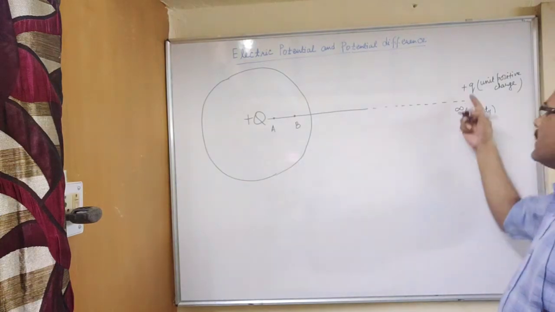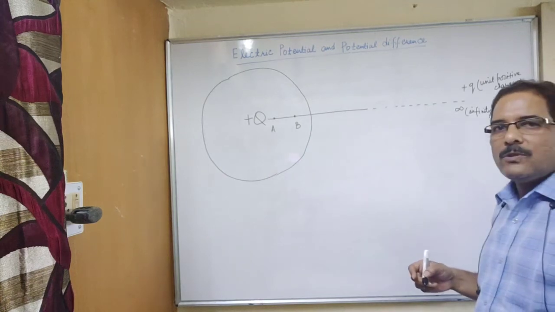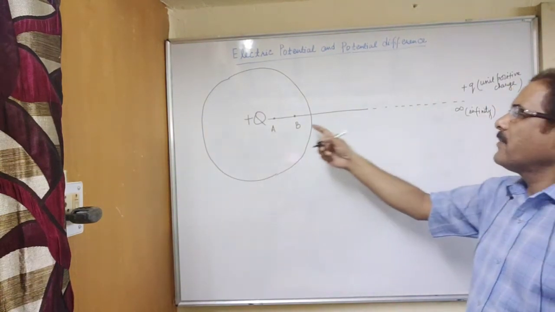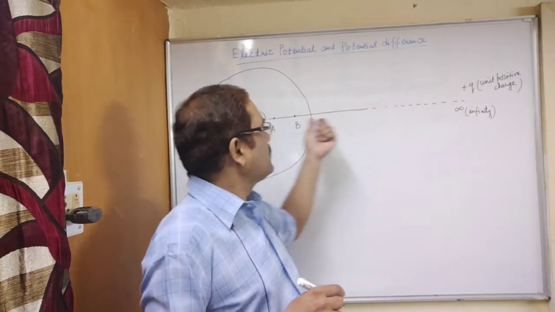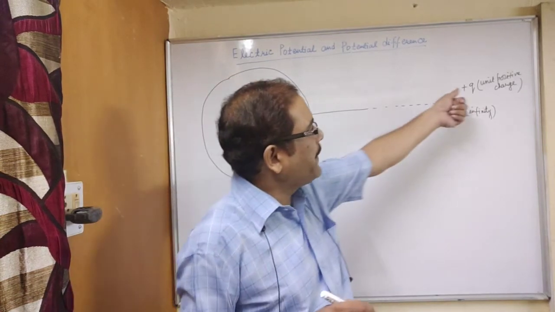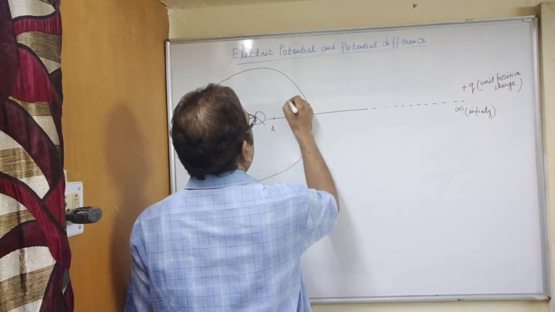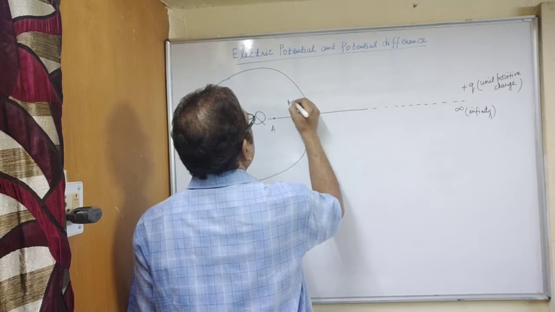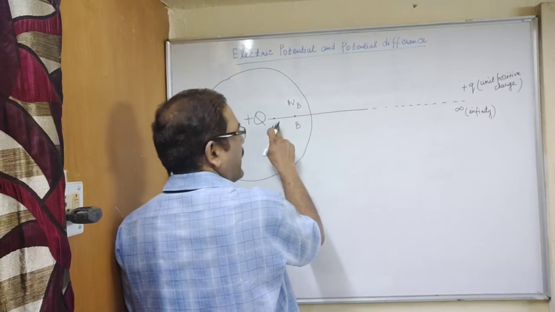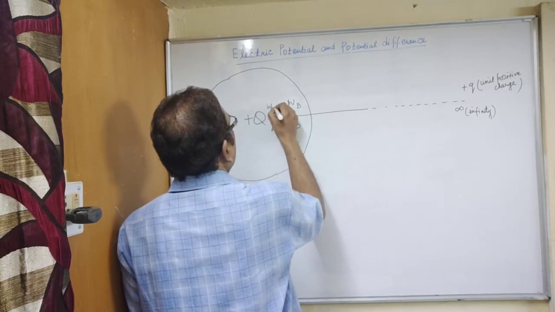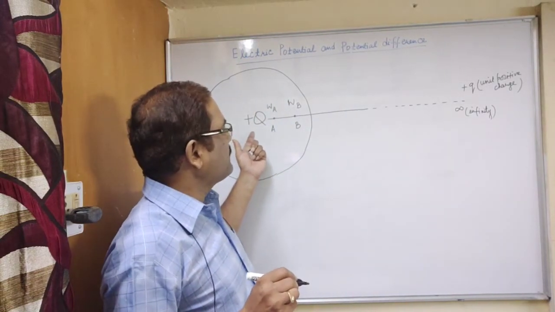Now if you want to bring this charge to point B or to point A, you have to do some work, because they are of positive nature, they are like charges, so like charges repel, so you have to do some work. So suppose you are bringing this charge to point B in the electric field, and work done to bring this unit positive charge is WB. Similarly, if we bring this unit positive charge to point A, we have to do more work, because point A is close to this capital Q charge.